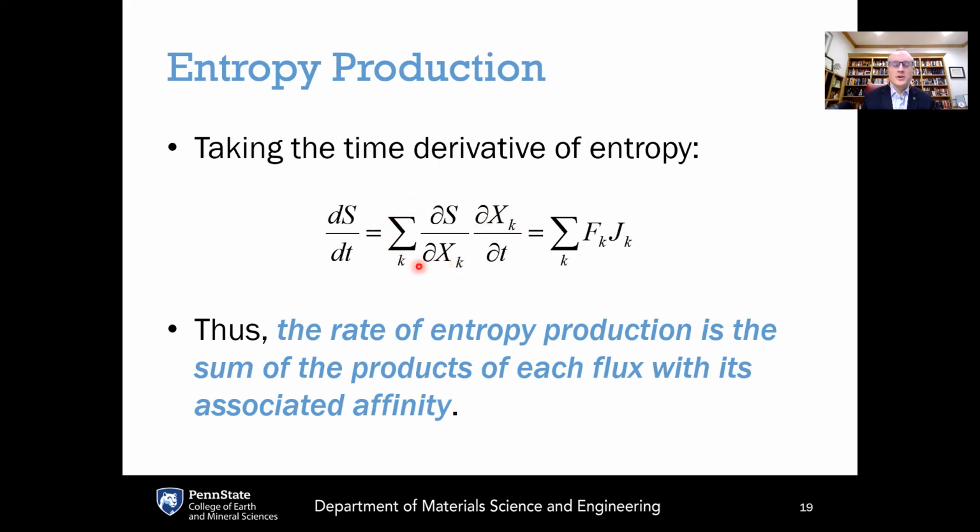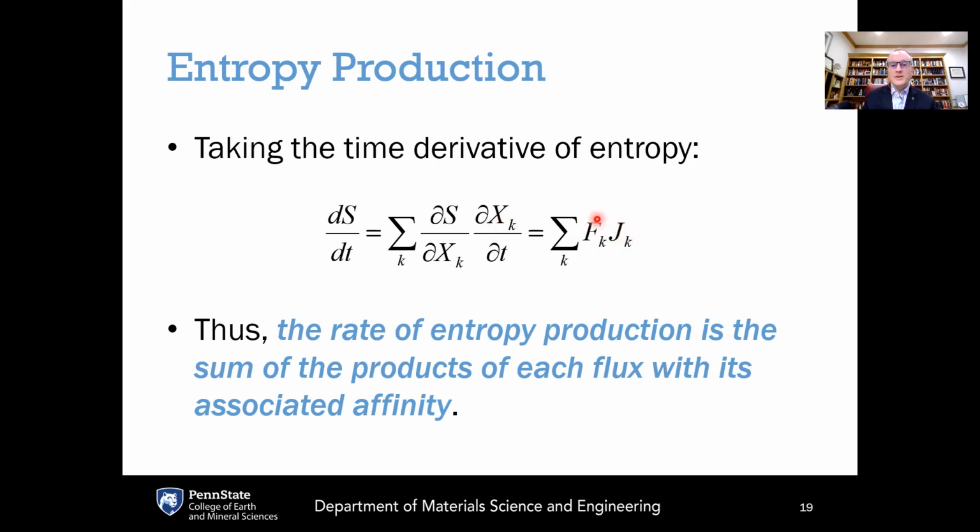And then if we sum up over all of the relevant thermodynamic parameters here, that would give us the total rate of entropy production. So how fast the entropy of the universe is increasing with time. Now, these should look familiar by now. This first term here is the partial of entropy with respect to a thermodynamic coordinate. That, by definition, is the affinity with respect to that thermodynamic coordinate, F. And then this latter quantity, the time rate of change of the thermodynamic parameter, by definition, is the flux.